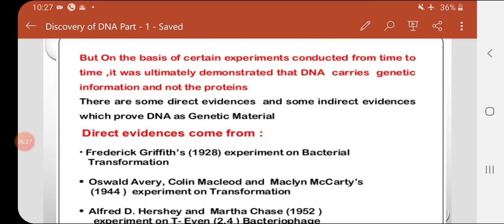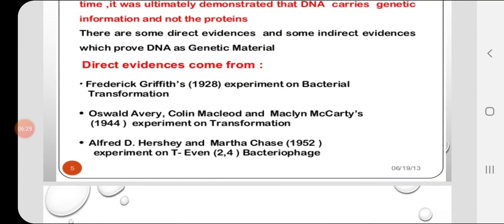Now, from our next lecture, we will revise all these three experiments in detail. One by one, we are going to revise all the topics in detail. Frederick Griffith experiment, then Avery, McLeod, McCarty experiment, and then Hershey and Chase experiment.